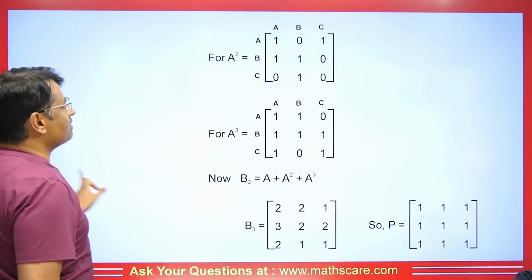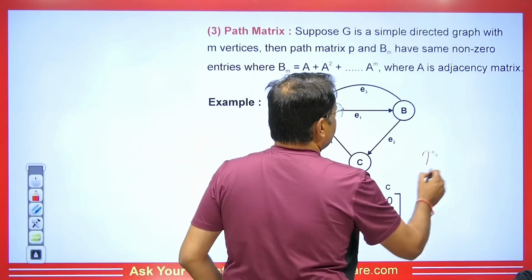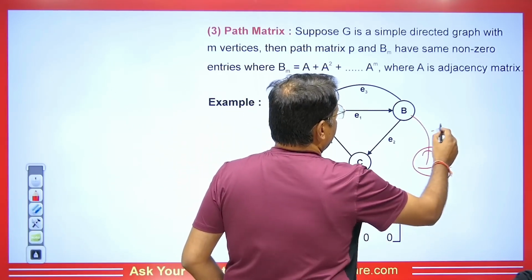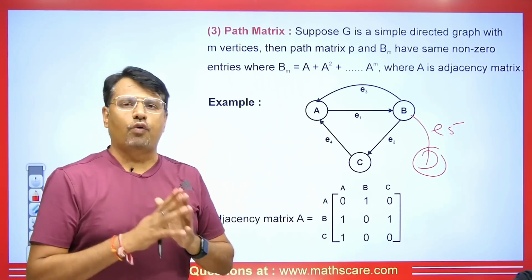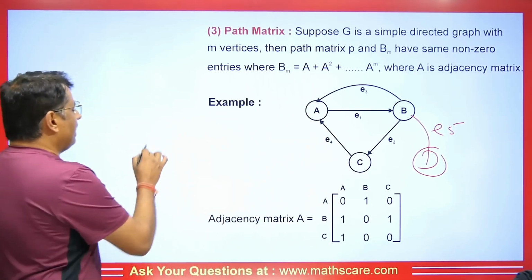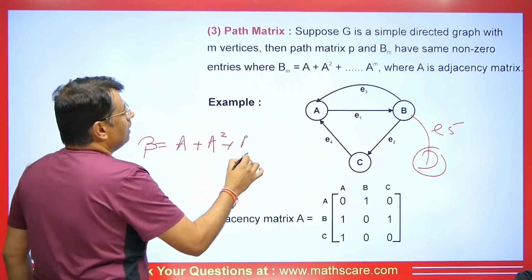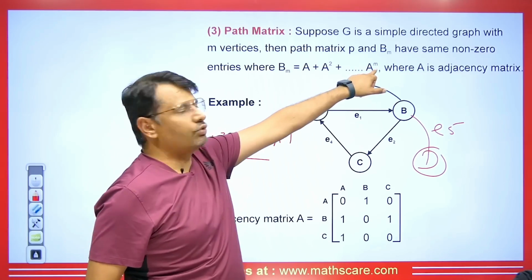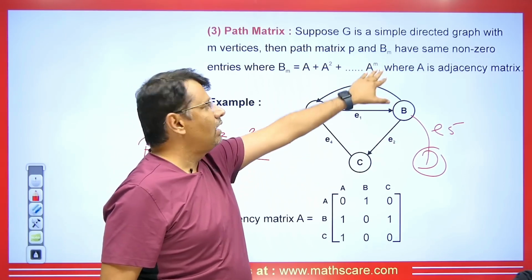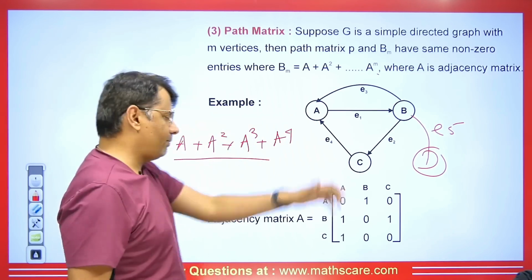If by chance we have a vertex 4 here, if we have A, B, C here, and let's assume that this D goes here and this is a path E5. In that case, our matrix would have been of 4 by 4. And let me tell you how we would calculate the value of the B matrix. A plus A square plus A cube and A power 4 will also be there. The number of power will be same as the number of vertices. So if we have 4 vertices, then the power will be 4. If there are 3 vertices, the power will be 3, right?